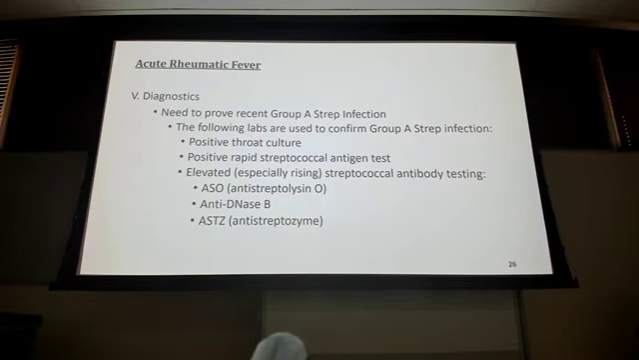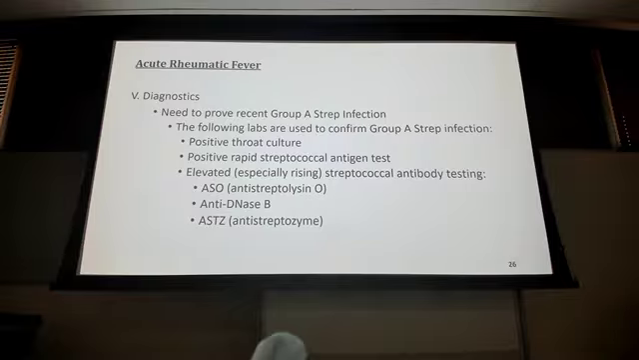So we talked about, according to Jones, you have to have that evidence of a strep infection. So what would qualify as evidence of a strep infection? Well, the same tests that we use in the acute strep infection we can use. So rapid strep tests, positive throat cultures. So those could be adequate to prove that they've had it.